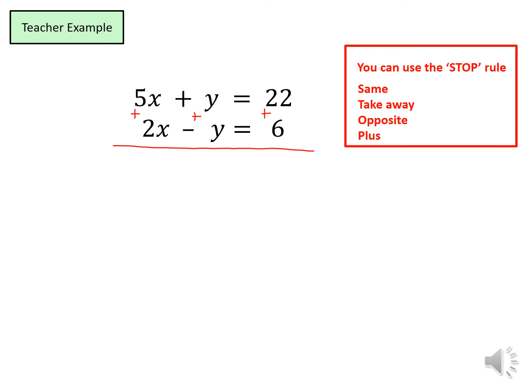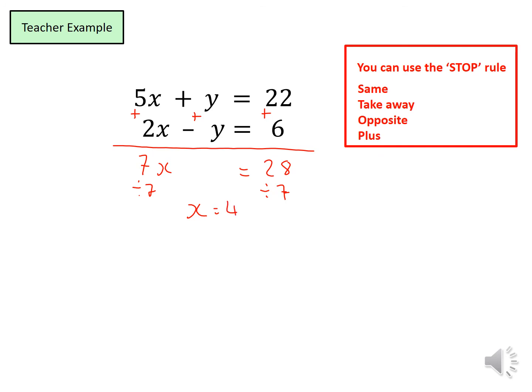Okay, 5x add 2x is 7x. Now positive y add negative y is 0. We've eliminated the y's. They have cancelled each other out, and that equals 22 add 6, which is 28. Now to get x on its own, I need to divide by 7 both sides. Remember, the equation needs to be balanced. I get x equals 4.